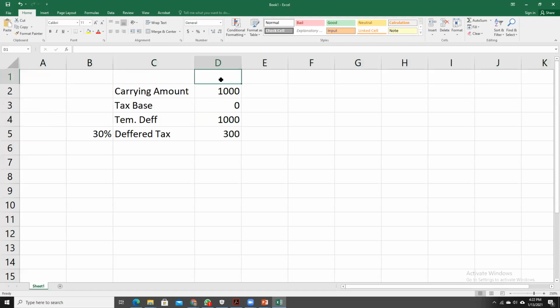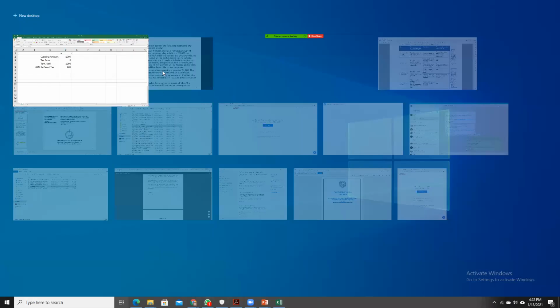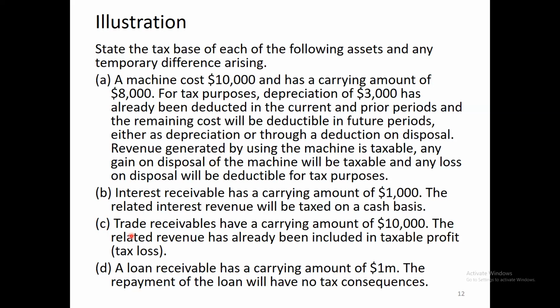So this is part B. Let's see part C. The trade receivable has a carrying amount of 10,000. The related revenue has already been included in taxable profit. Then how much is the tax base?